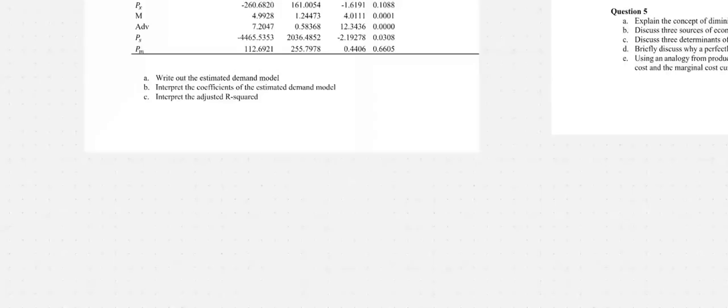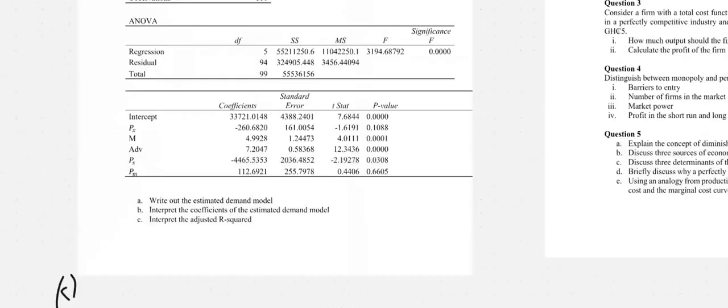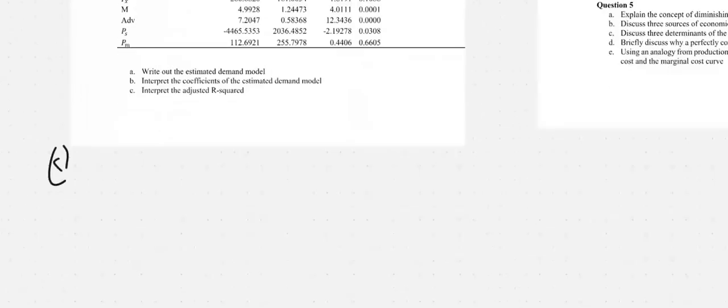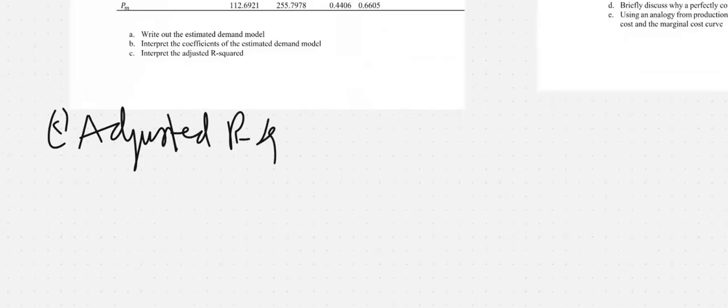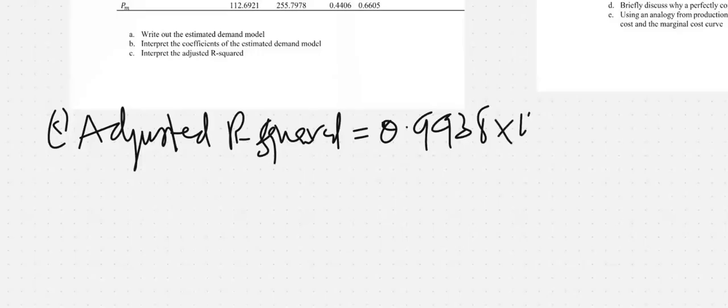All right, so we're on C. C says we should interpret the adjusted R squared, and we learned that the adjusted R squared is 0.9938. So you write the adjusted R squared, which equals 0.9938. We multiply by 100%, and we have 99.38%.